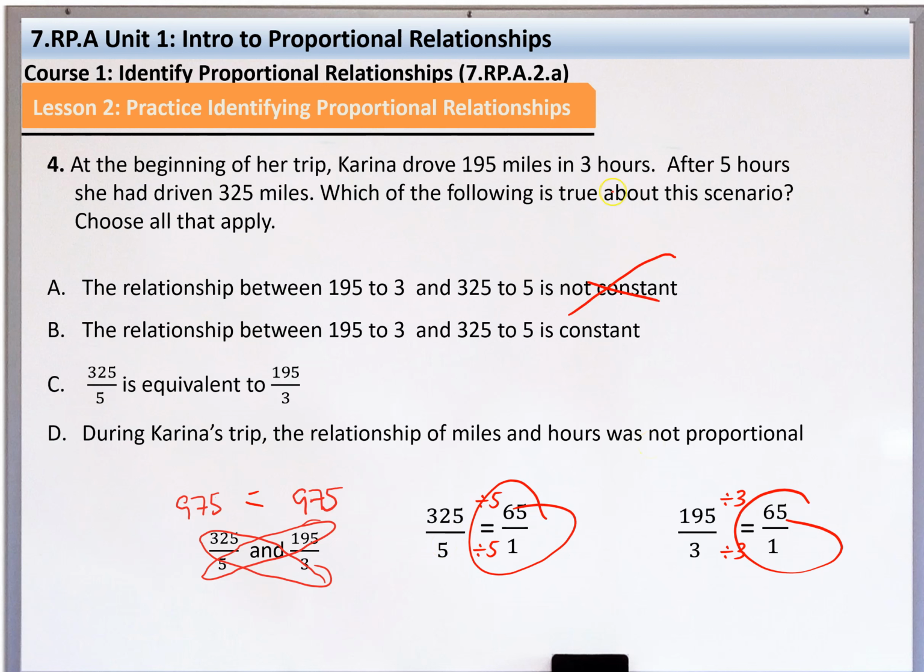So not constant is not true. Let's go back and ask. It says which one's true. And I always go back and double check because sometimes the question says which one is not true. So it is constant. And they are equivalent. Not proportional is not true. So the correct answer would be B and C.